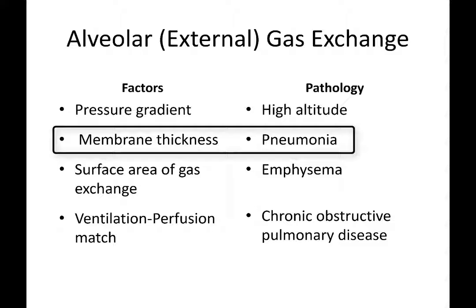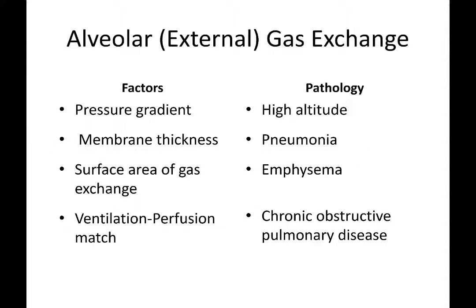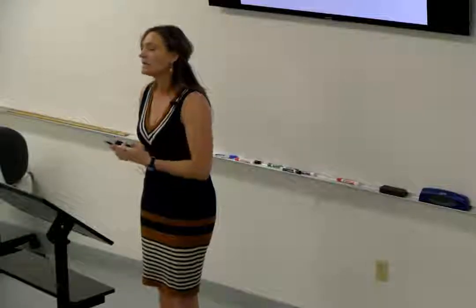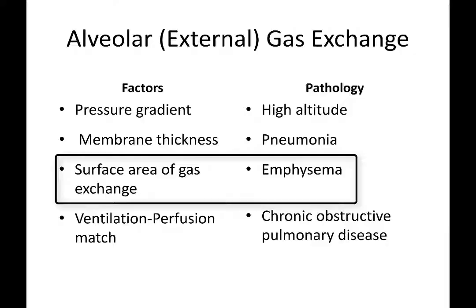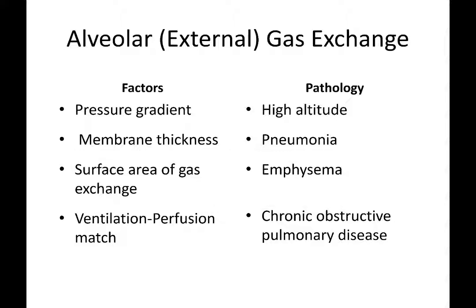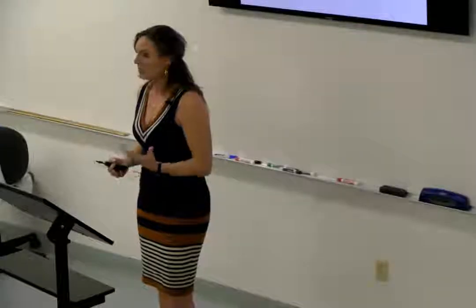Membrane thickness, we want it nice and thin. So conditions like pneumonia or pulmonary edema are gonna thicken the membrane or at least increase the distance from the alveolus to the blood itself. Then there's surface area for gas exchange. The surface area for gas exchange is the interface. So things like emphysema, that's something that would disrupt that.